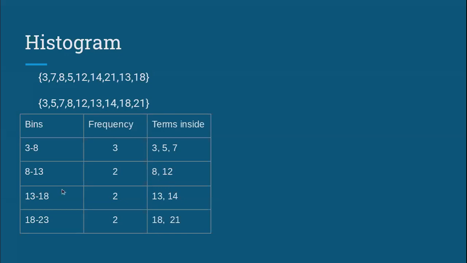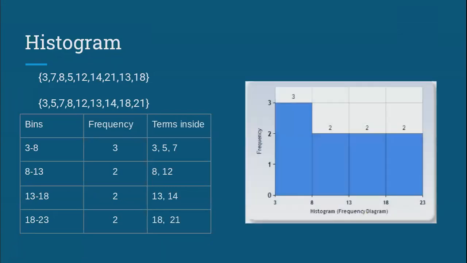In the third bin that goes from 13 to 18 is 2 because you have the number 13 and the number 14. And then in the last bin from 18 to 23, you have 2 terms and you have 18 and 21. So remember, you organize your data in a frequency table to help you do your histogram. Again, the frequency table organizes the data and then you graph the data.